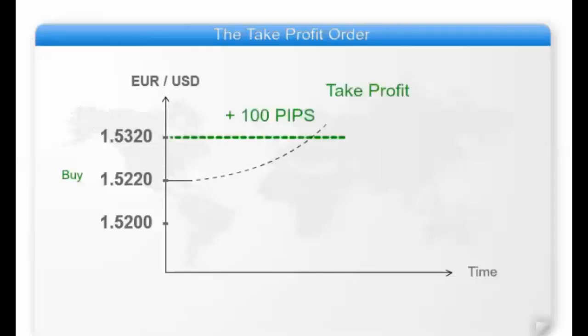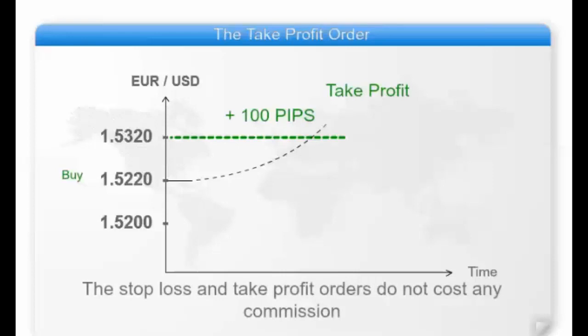These two orders do not entail any payment of commission. They can be placed at the beginning of the transaction, be changed in the course of the exchange, be moved or removed as long as they haven't been executed yet. It's important to note that there are brokers who allow you to place the order only after the transaction has been opened. On the other hand, there are brokers who allow you to place these orders at the beginning of the transaction. It's all subject to different firm policies.